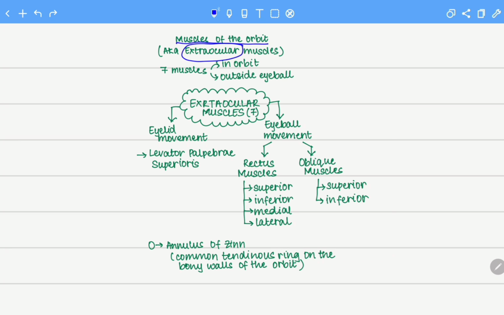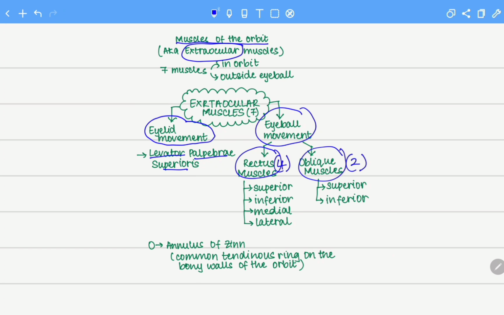Muscles can be divided based on their site of action. The two divisions are the muscle that moves the eyelid and the muscle that moves the eyeball. The muscle associated with eyelid movement is the levator palpebrae superioris, and the muscles associated with eyeball movement are rectus muscles and oblique muscles. We have 4 rectus muscles while we have 2 oblique muscles.